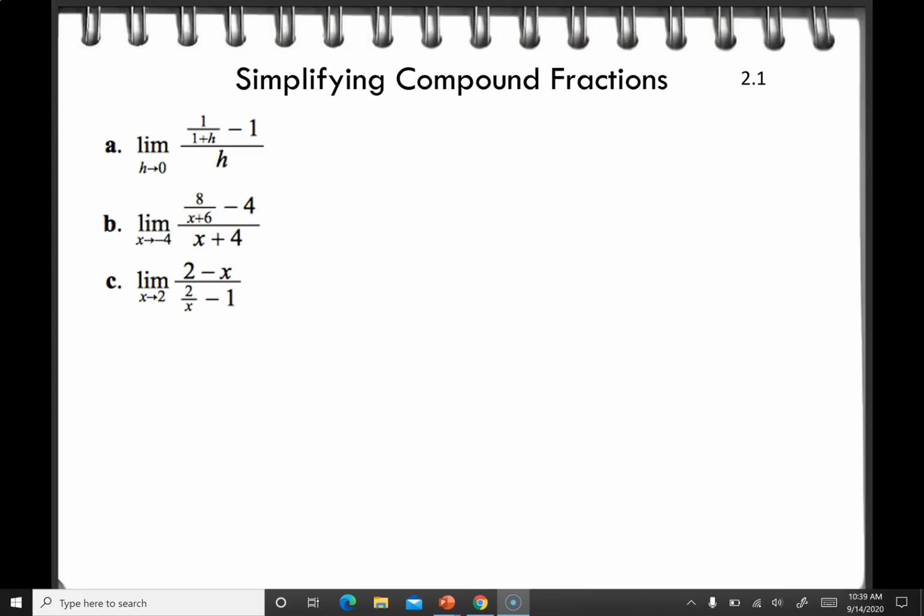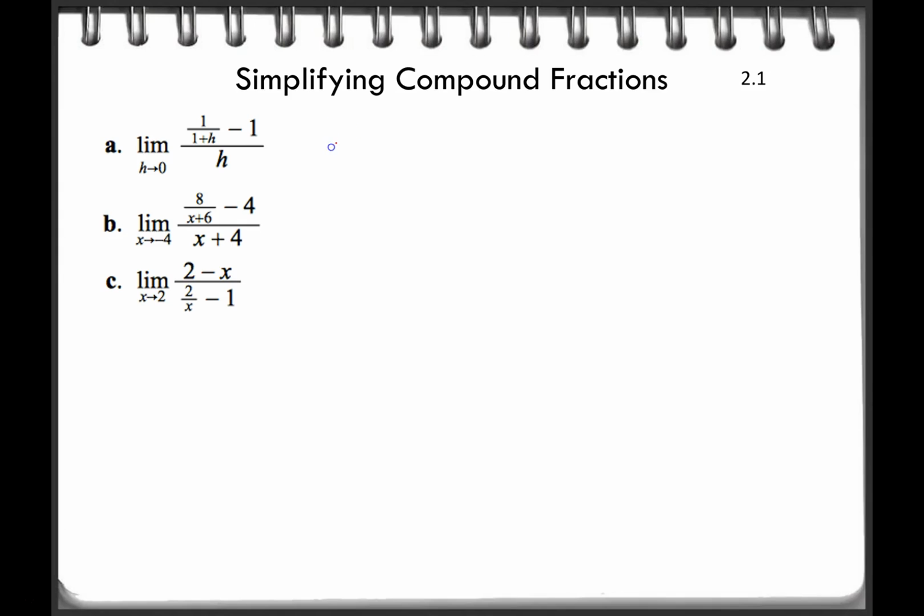Hello everyone, it's my favorite topic, simplifying compound fractions. Now I hope fractions make you smile, and if they do, you'll be extra happy because not only do we have a fraction here, we actually have a fraction within a fraction. How fun. So let's go ahead and tackle A.